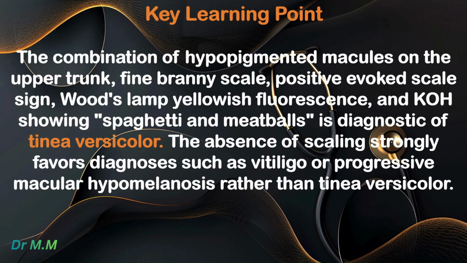Key learning point. The combination of hypopigmented macules on the upper trunk, fine branny scale, positive evoked scale sign, Wood's lamp yellowish fluorescence, and KOH showing spaghetti and meatballs is diagnostic of tinea versicolor. The absence of scaling strongly favors diagnoses such as vitiligo or progressive macular hypomelanosis rather than tinea versicolor.